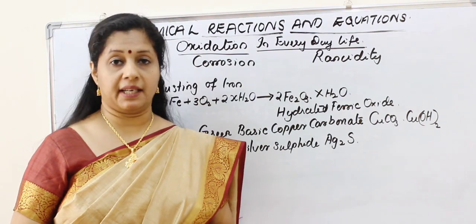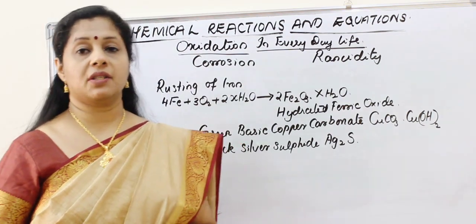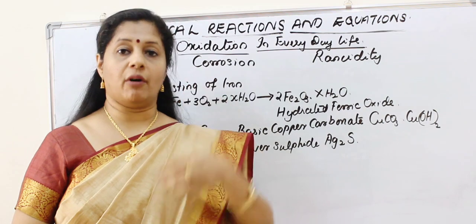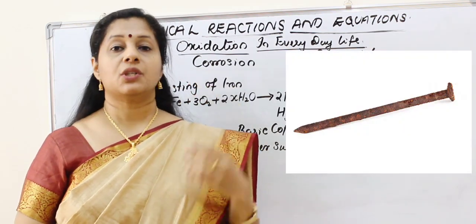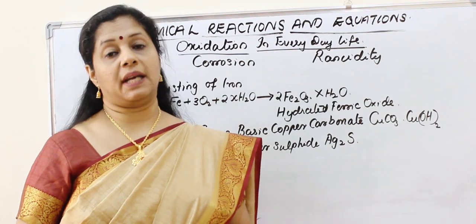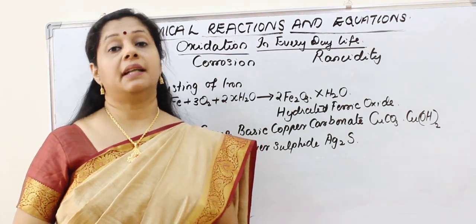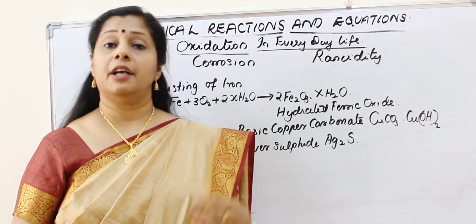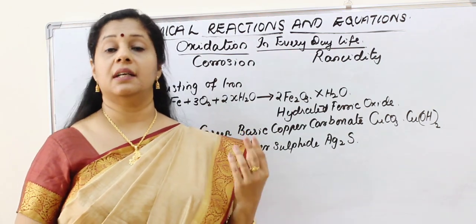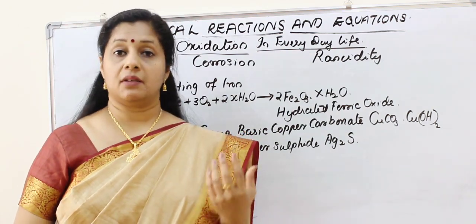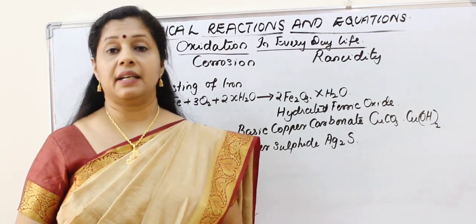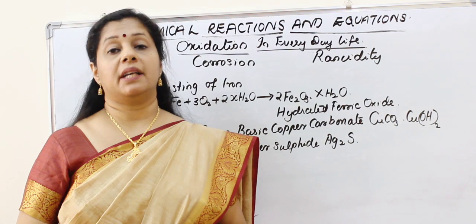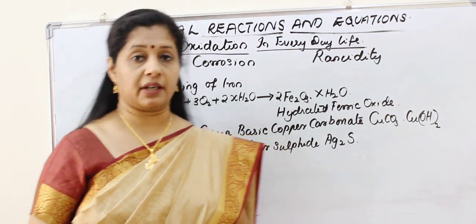Rust is a brown flaky substance. It will form on the surface of the iron, then it starts flaking off. As a result, the iron article is becoming weaker and weaker. So as a result, crores of rupees we have to spend every year for replacing the damaged parts. We use iron in most of the constructions like buildings, ships, then bridges, and also the bodies of vehicles, and iron railings, all this. But lots of money is wasted because of corrosion or rusting.